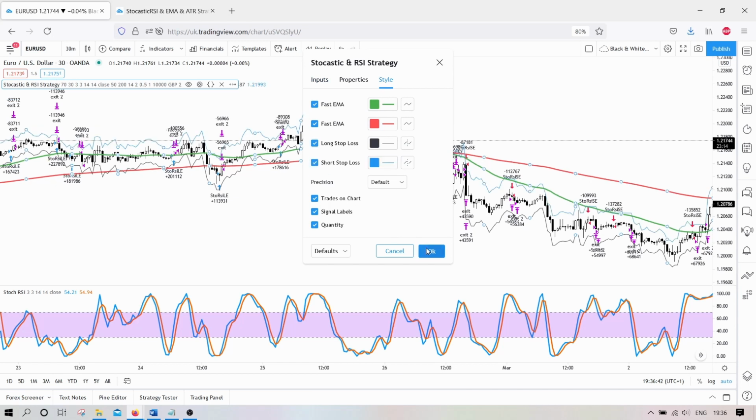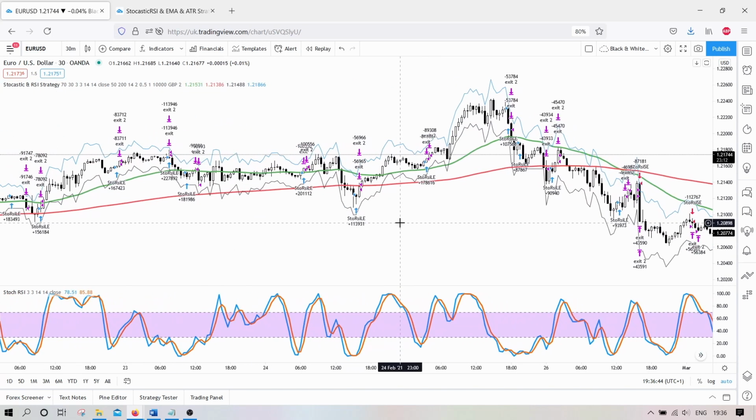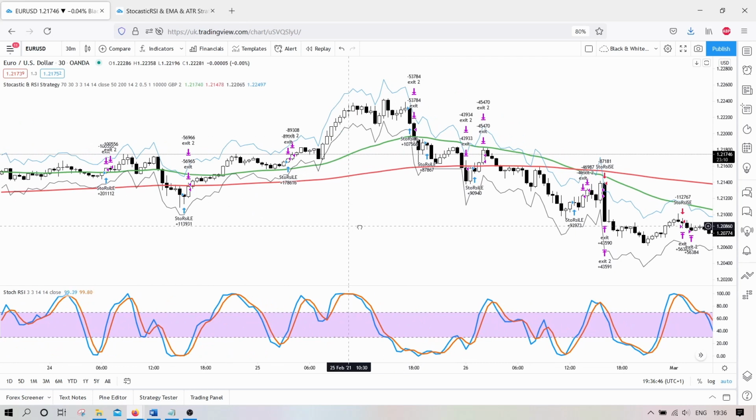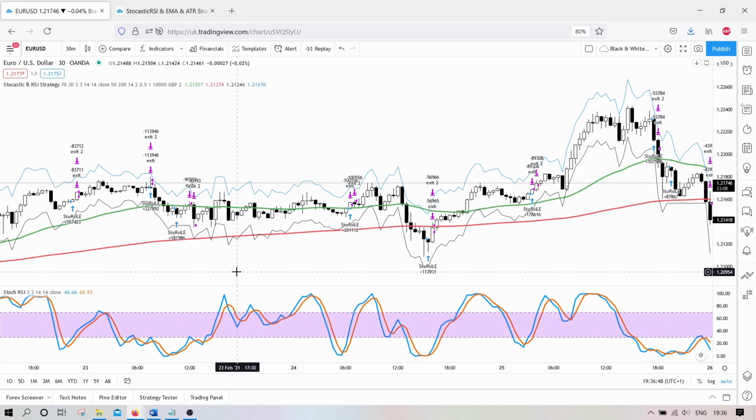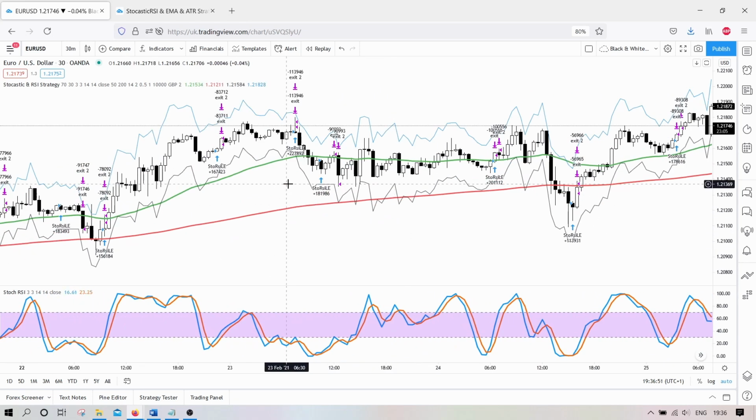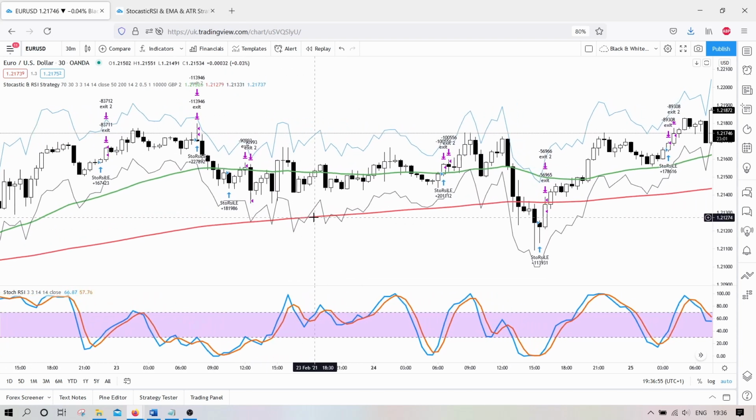The black line is the stop loss for a buy trade, and the blue line is the stop loss for a sell trade. These stop losses do not trail the price because they do not give us the best result for this strategy, but I will be including trailing stop losses in future videos.